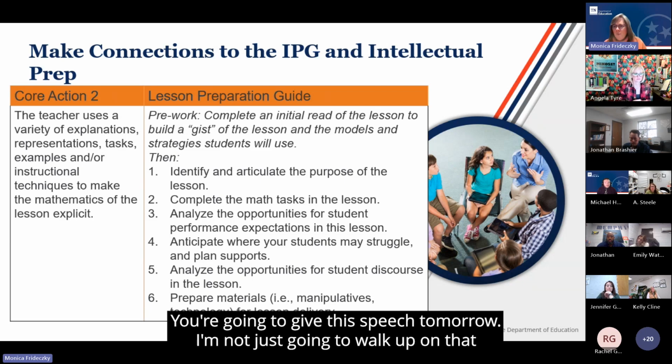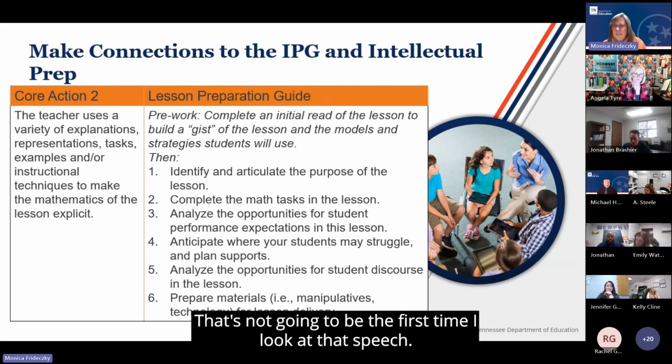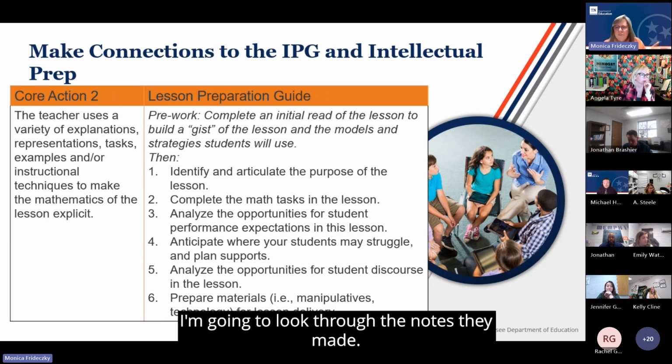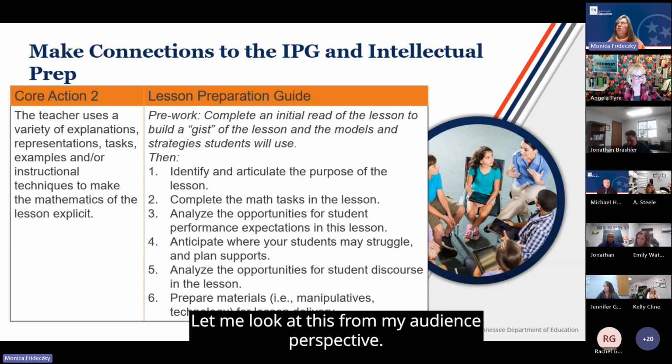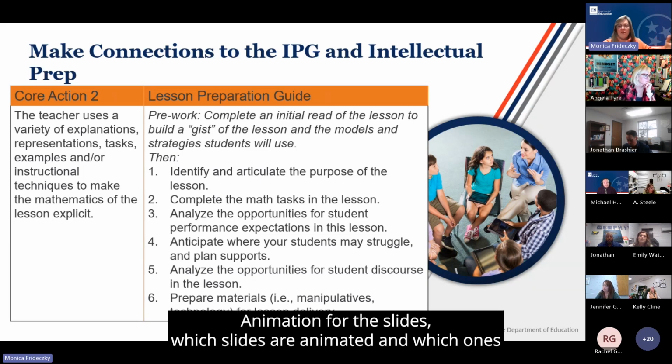I'm not just going to walk up on that stage and start reading from slide 1 or card 1. That's not going to be the first time I look at that speech. I'm going to read through the notes the person who made the speech made. I'm going to read through the slides themselves. Let me look at this from my audience perspective. These are the slides they're going to see as I click through. Where's the animation for the slides? Which slides are animated and which ones aren't?